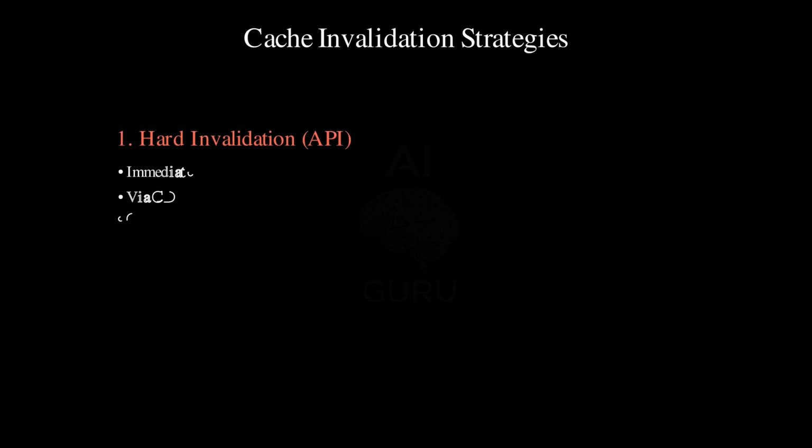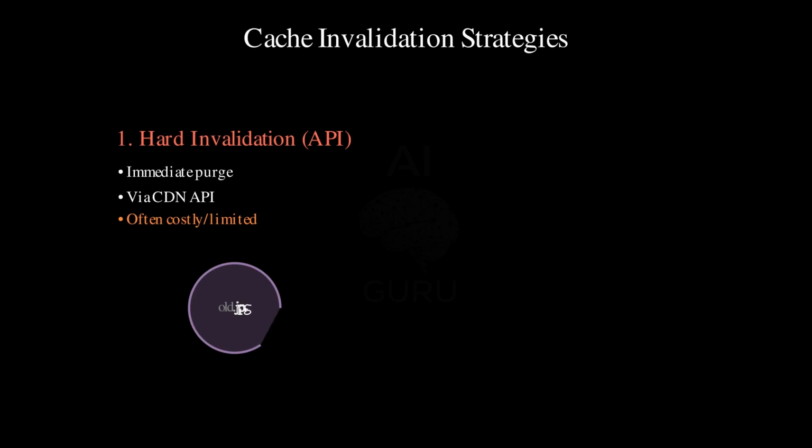What about the challenge of forcing an update before the TTL expires? Like if we need to swap out a broken video immediately. That's handled through invalidation. You can use the CDN provider's API to perform a hard invalidation, explicitly telling the edge network to purge the item. Which is instantaneous, but it's often limited or costly.